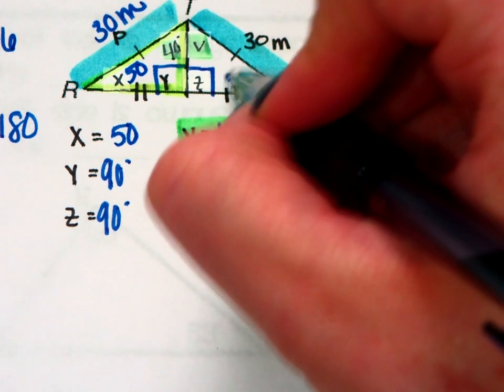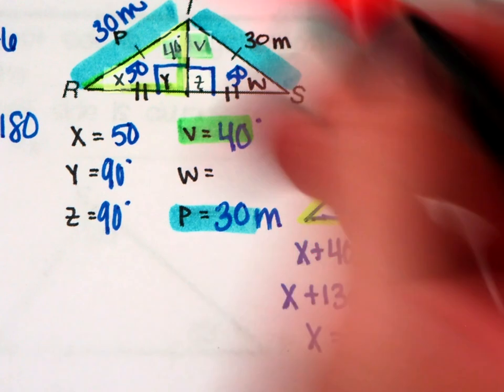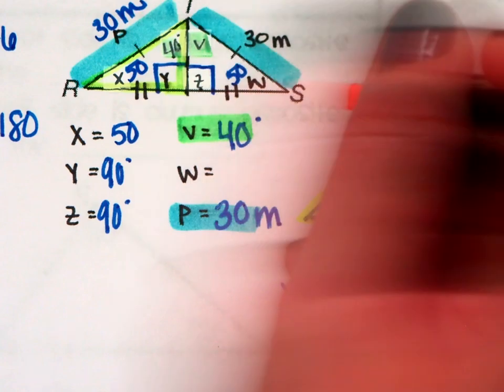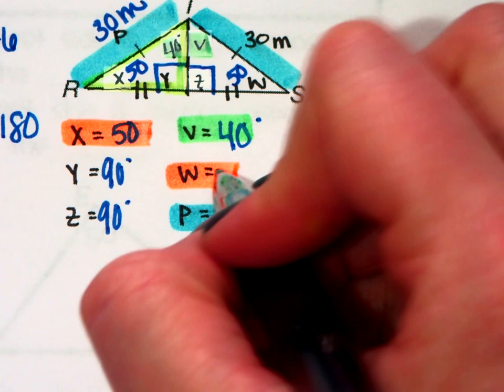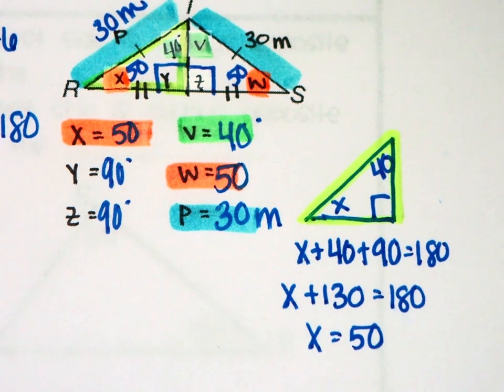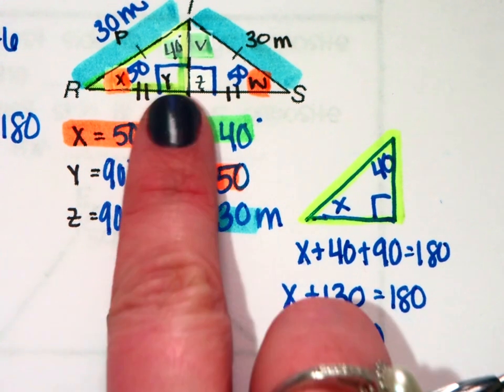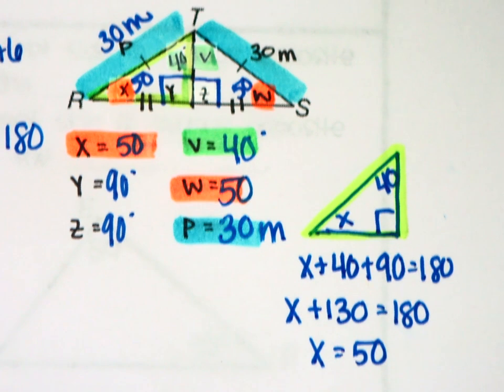If X is 50, that also makes W 50. Remember, the angles are duplicates. Also, X or R and S, those are base angles. So they have to be duplicates. So whatever X is, that's what W should be. So basically, you're just duplicating the triangles, one on the left, one on the right. You always have to know that these will make 90 degrees, so that helps you find that missing angle.